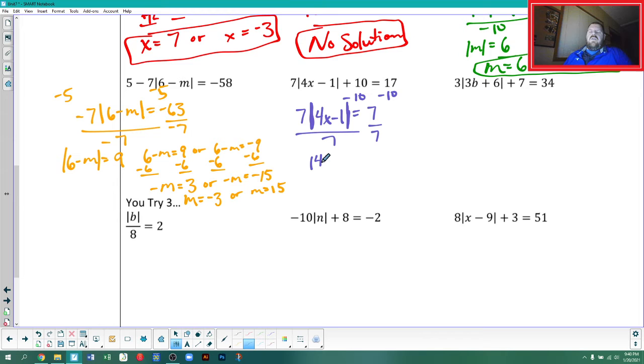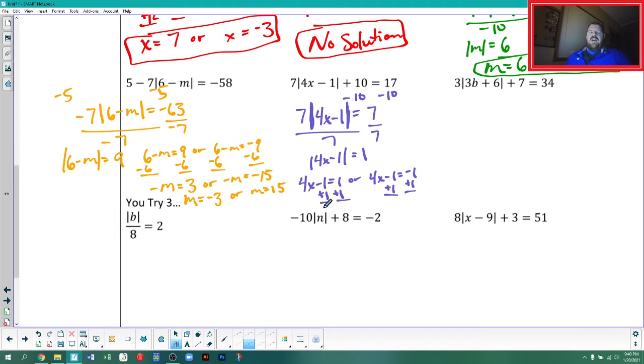I get absolute value of 4x minus 1 equals 1. So then we break it apart. 4x minus 1 equals 1, or 4x minus 1 equals negative 1. We can add 1 to both sides.